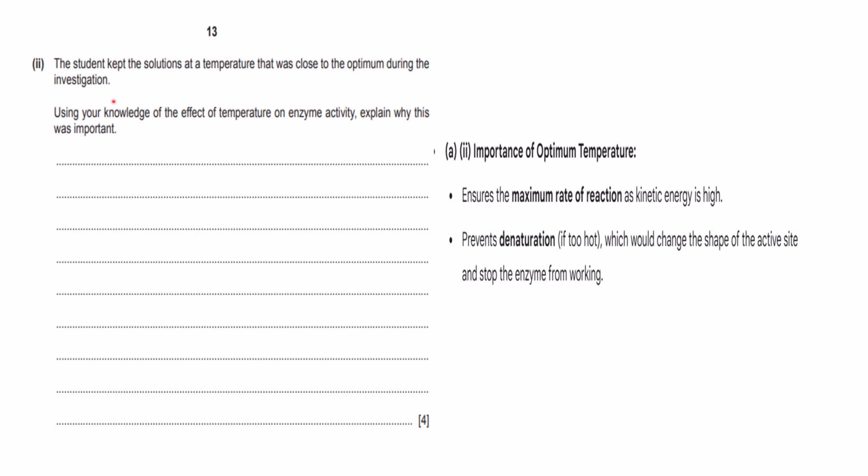Part 2. The student kept the solution at a temperature that was close to the optimum during the investigation. Using your knowledge of the effect of temperature on enzyme activity, explain why this was important. Importance of optimum temperature: it ensures the maximum rate of reaction as kinetic energy is high. Also, it prevents denaturation if too hot, which could change the shape of the active site and stop the enzyme from working.